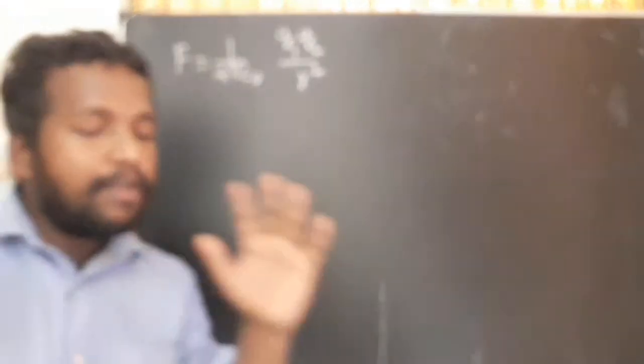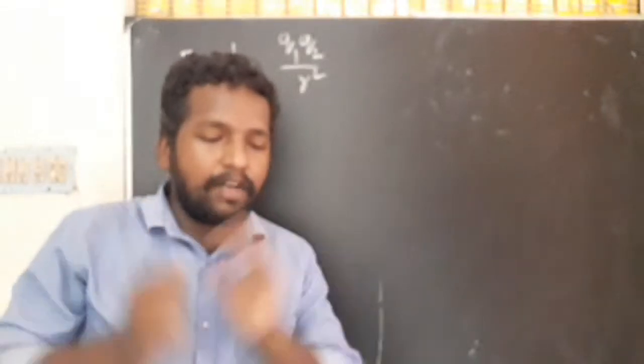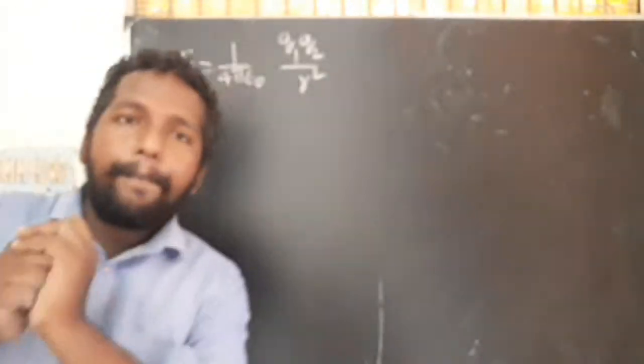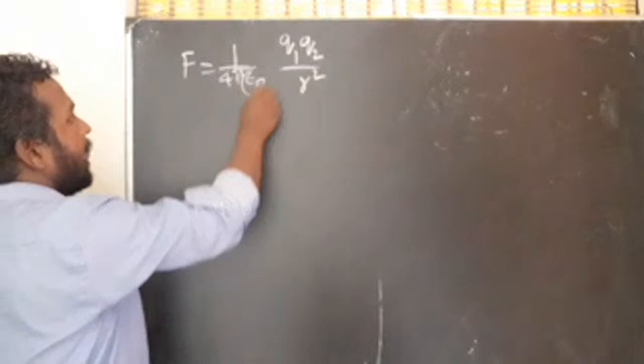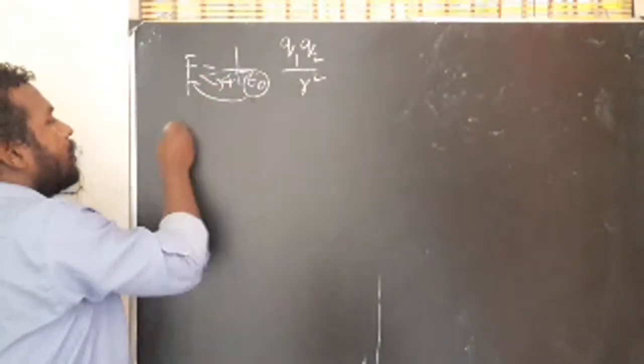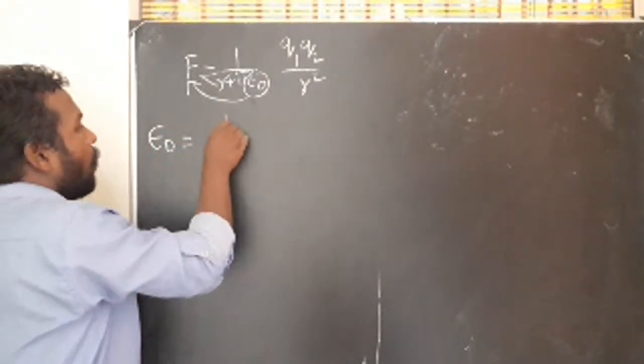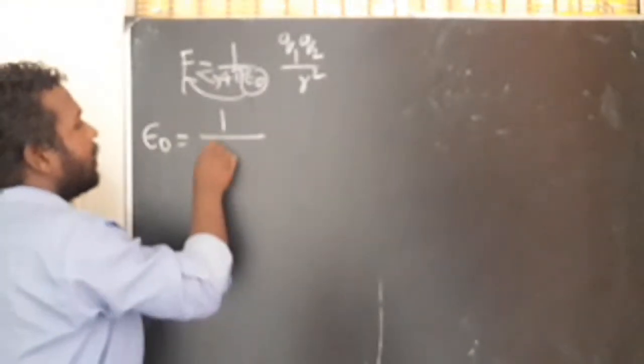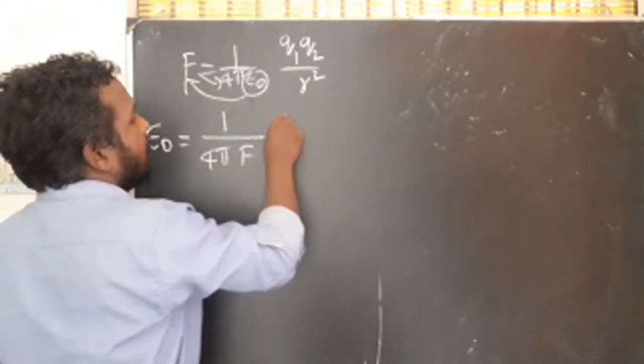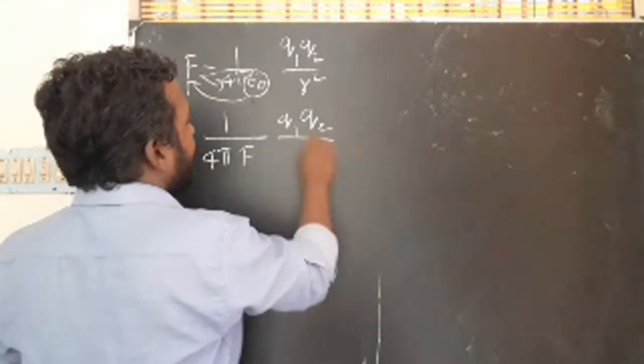That new quantity only we are going to find the dimensional formula for. That is called permittivity. So this I am going to calculate. See how I am going to calculate. Epsilon naught is equal to 1 divided by 4 pi, times charge squared by force times distance squared.